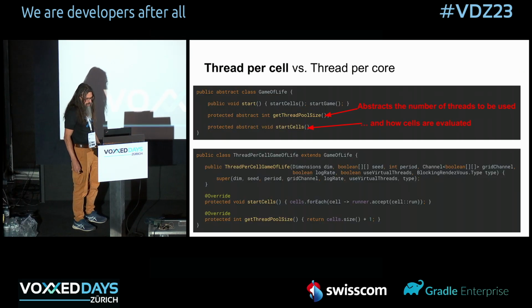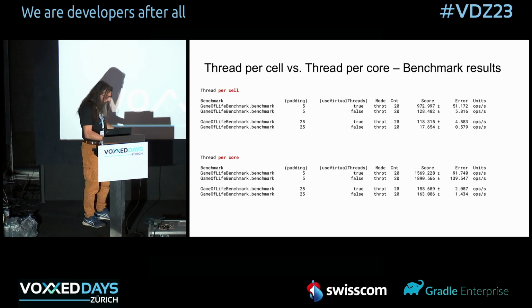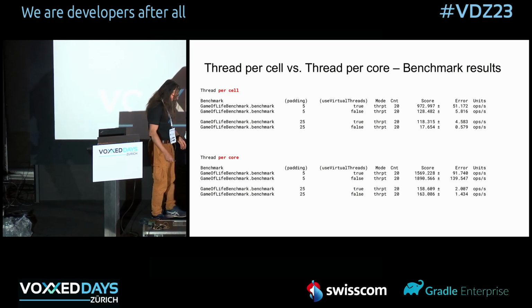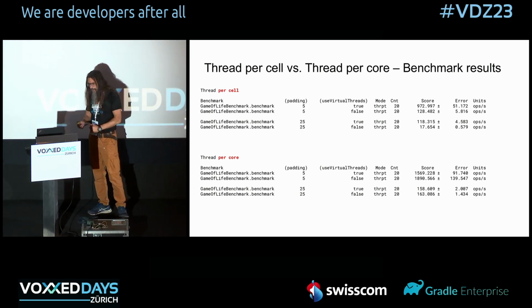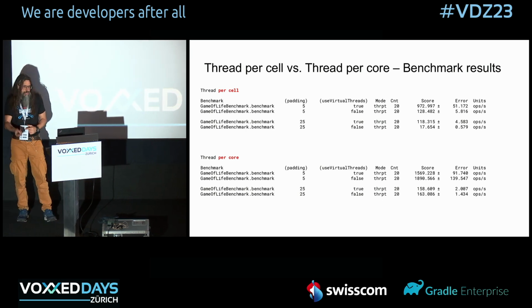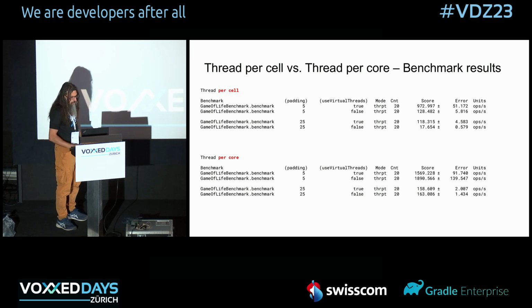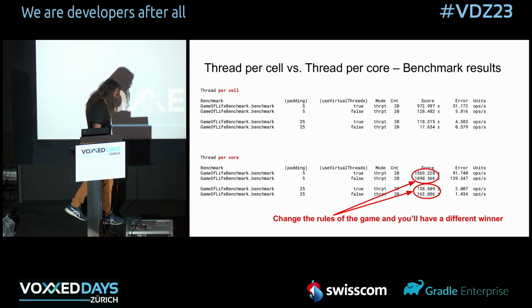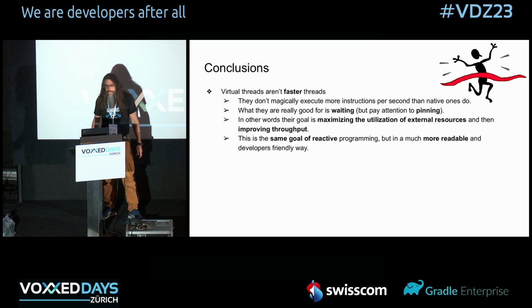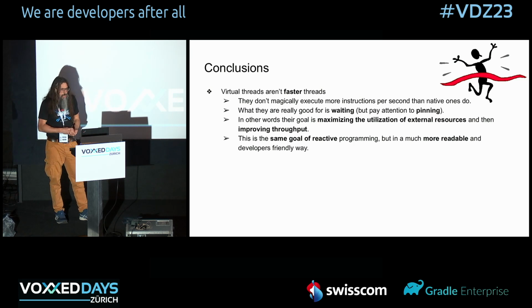Okay, I will go fast here. There is another attempt where I grouped the threads per core instead of per cell, and of course by doing this you are playing more on the native thread grounds, and in this case the native threads go fast. But yeah, we can wrap this up with a few conclusions.